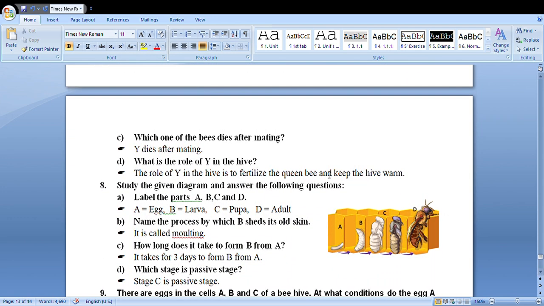Which one of the bees dies after mating? Obviously Y, that is drone bee, dies after mating. What is the role of Y in the hive? Y is drone bee, so it fertilizes the queen bee and keeps the hive warm.